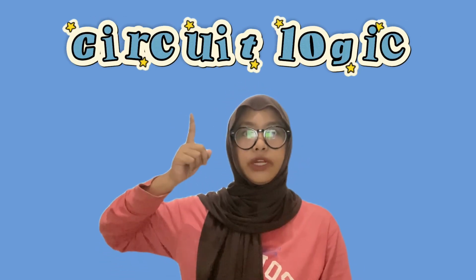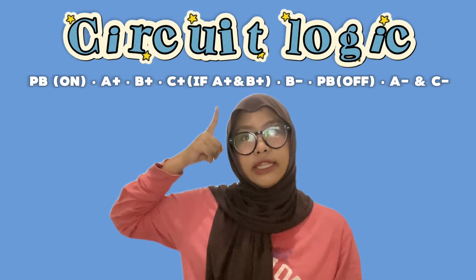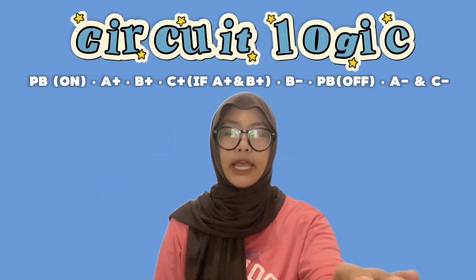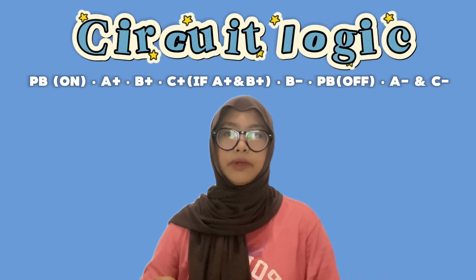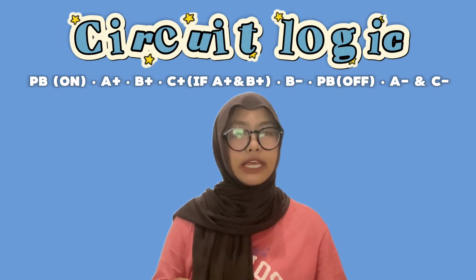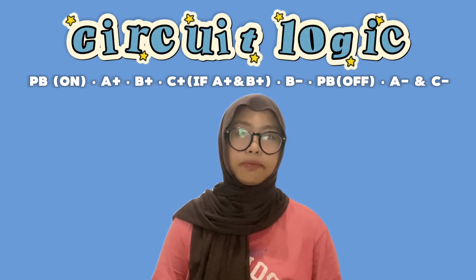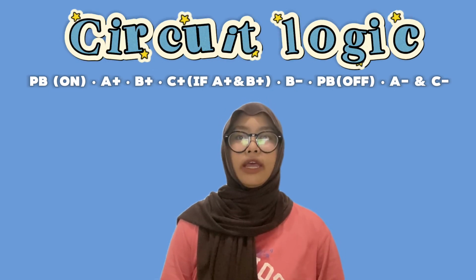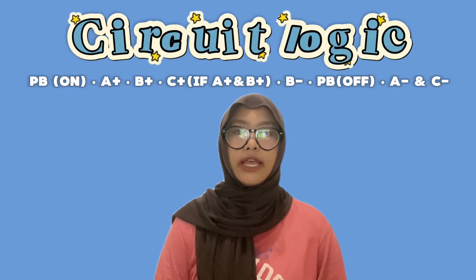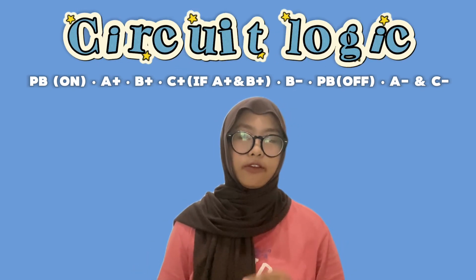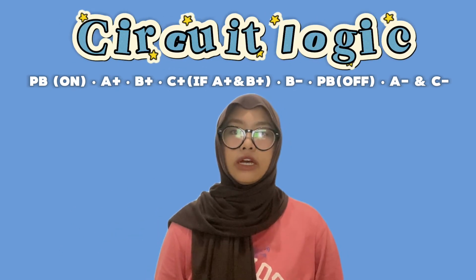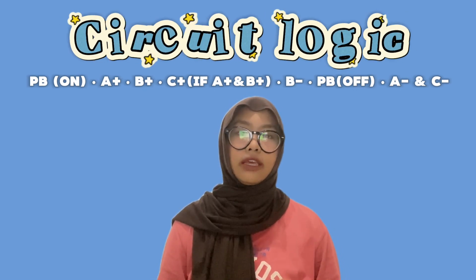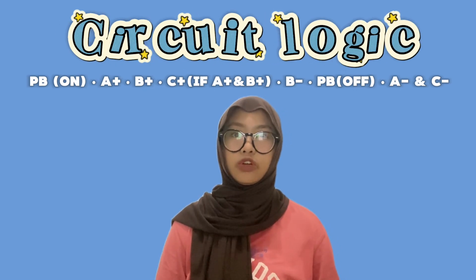So this circuit has logic like this. When the push button is pressed, cylinder A goes forward, and then B goes forward, and then C goes forward if cylinders A and B are still forward. After C is forward, B is moved backward. After that, if you release the push button, or put it in the off condition, the A and C cylinders are going to move backward.